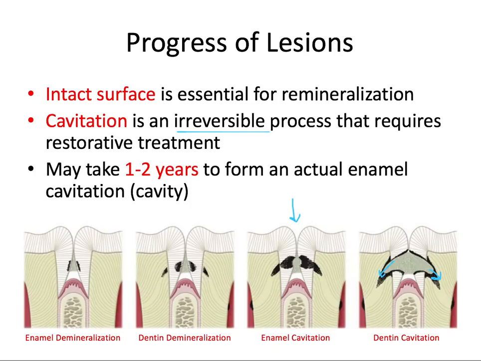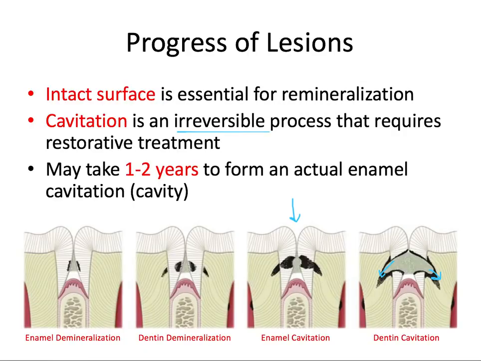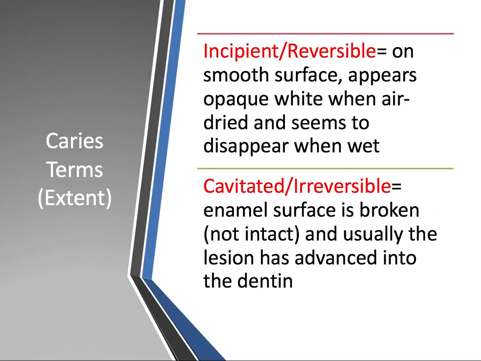There's some controversy there, but we're certainly not at the cavitation point. So incipient, we're in this safe zone where we can reverse the process back to normal. And then on the flip side, we have the cavitated or irreversible lesion where the enamel surface is broken, no longer intact, and usually the lesion has advanced into dentin. Again, we see now we're on this half. So we're starting off in incipient lesion territory, we can reverse it. Then at this point, we're no longer reversible. So that's incipient and cavitated.